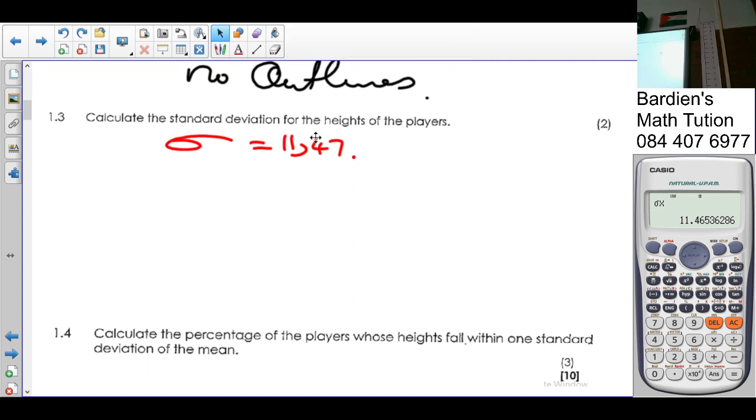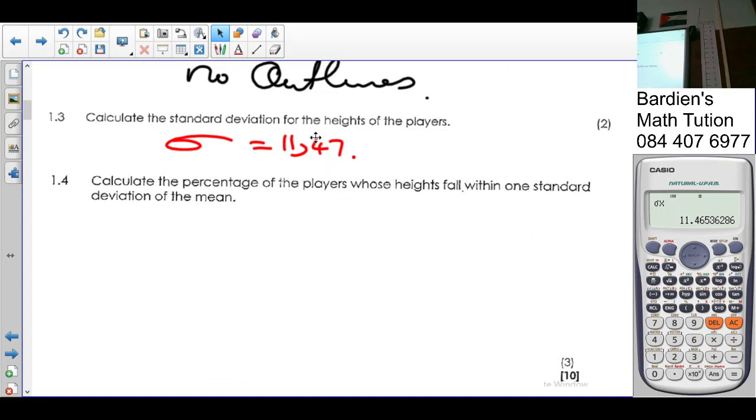Okay? So what does standard deviation tell us? It tells us how far apart or how close the data is to each other. If the range is fairly large, the standard deviation is big. If the range is small, then the standard deviation is naturally small.